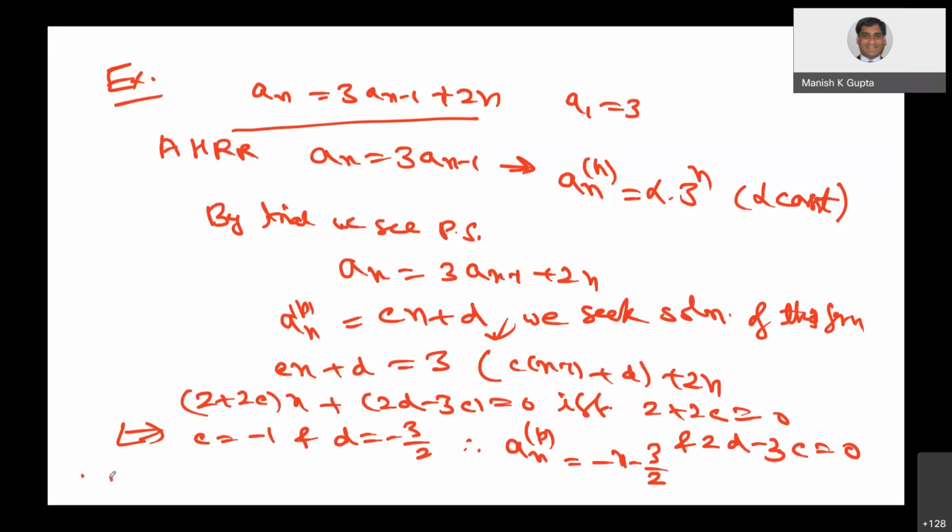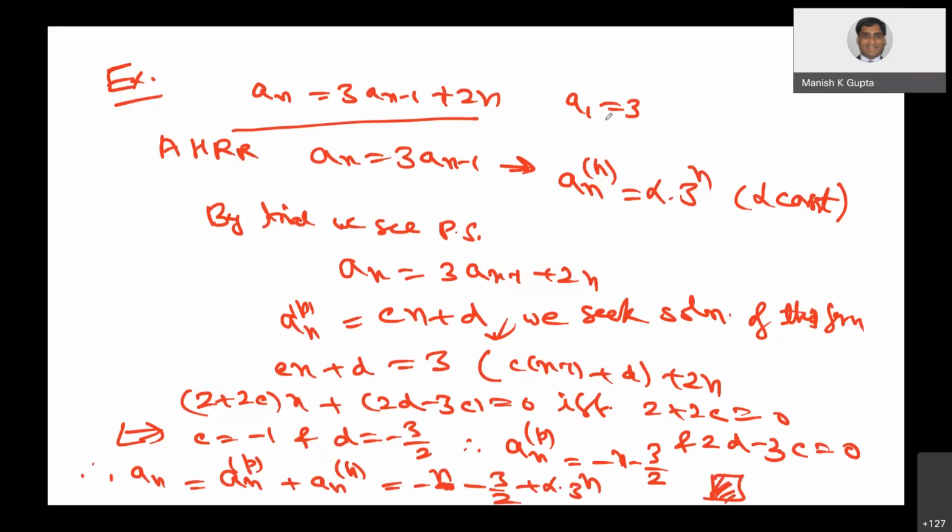Therefore, the general solution an turns out to be a_n^P, the particular solution, plus a_n^H, the homogeneous solution: minus n minus 3 by 2 plus alpha times 3 raised to power n. So this is a solution. Any question at this point?